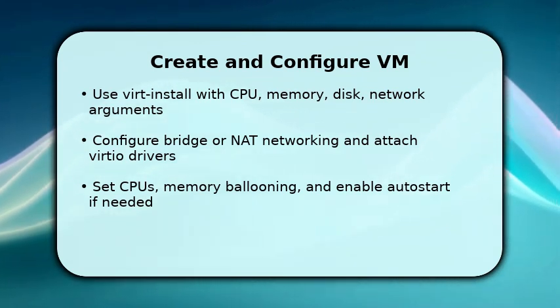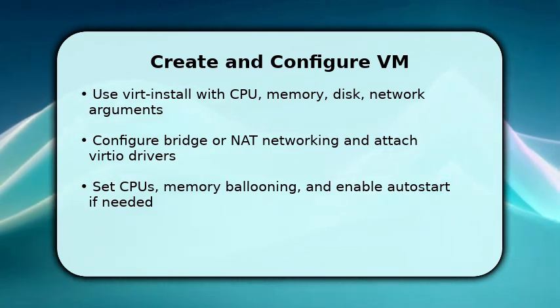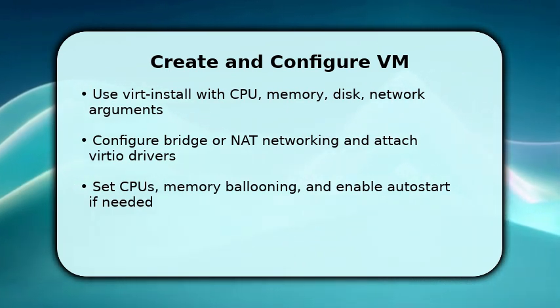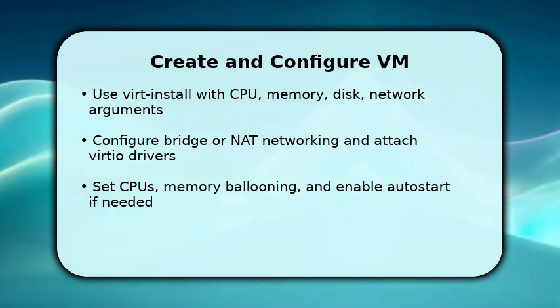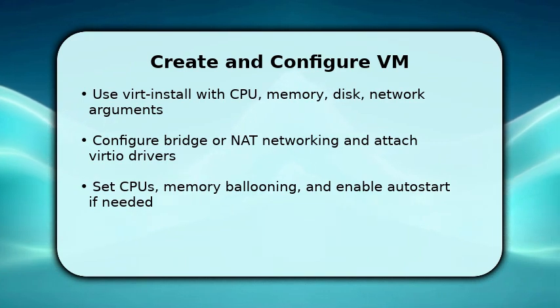Make sure to choose Virtio for disk and network for performance. If you use bridged networking, attach the bridge interface so the guest reaches your LAN. Once configured, install the OS from ISO. After the installer finishes, install guest tools and adjust CPU pinning or ballooning for better density and performance.